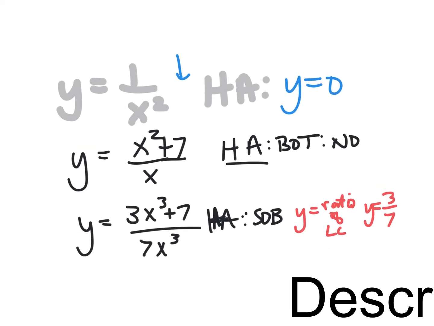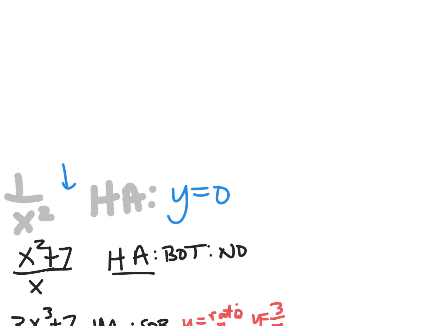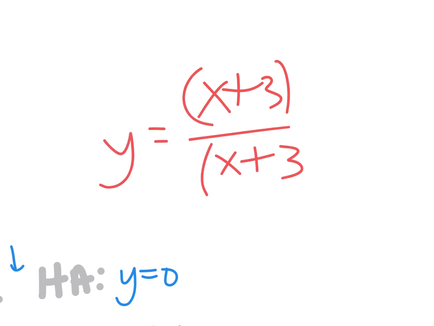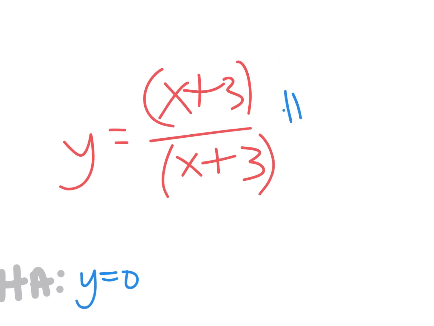So, verticals make the bottom 0. What else makes the bottom 0? Sometimes, rare, but sometimes, something else makes the bottom 0. Let me give you an example. -3 makes the bottom 0 this time. Why isn't it an asymptote? Because it's a hole.